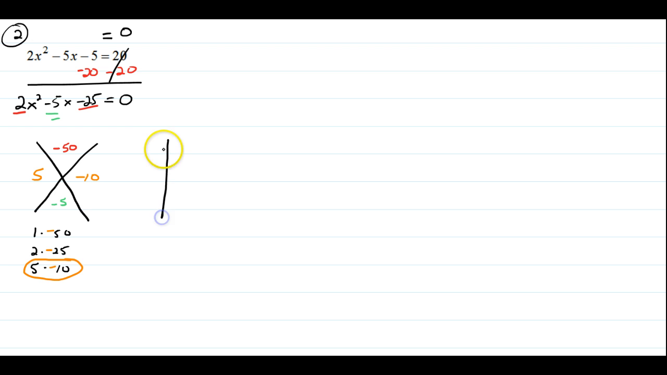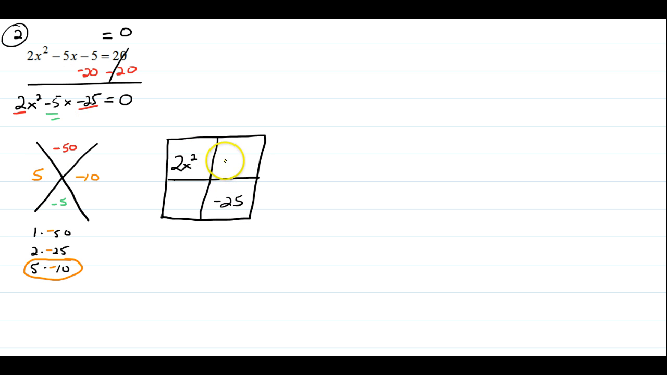Alright, now let's do the box. What number goes on the inside? The first number, 2x squared. What number goes in the last box? The last one, negative 25. And so now we take our answer from our x. So plus 5x minus 10x. Okay, and working on the first row.